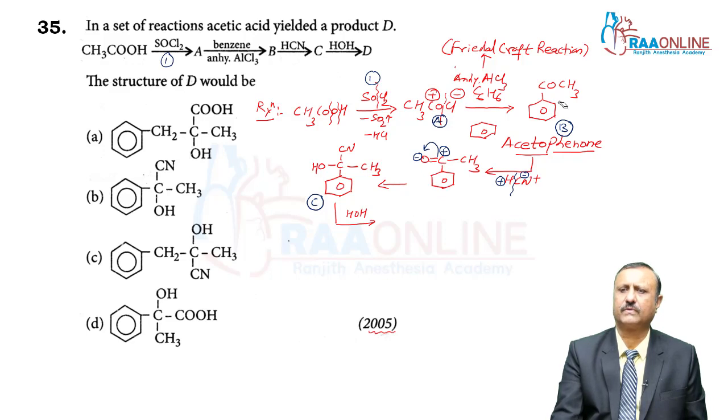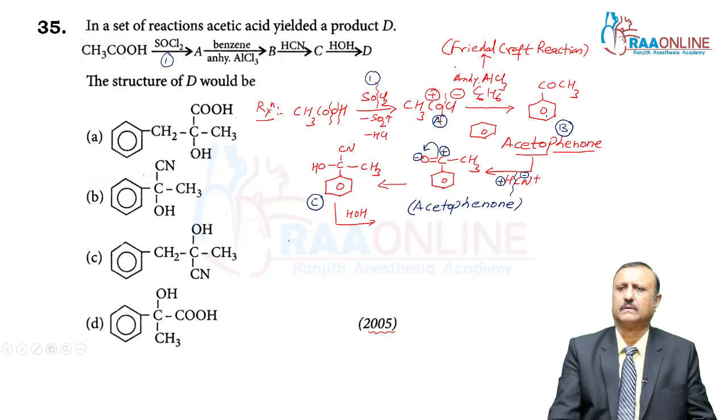We can write the structure formula of this acetophenone. It is also acetophenone. So you can get the same product, this B, and when this B product reacts with HCN, you can get this cyanohydrin group, the C product.